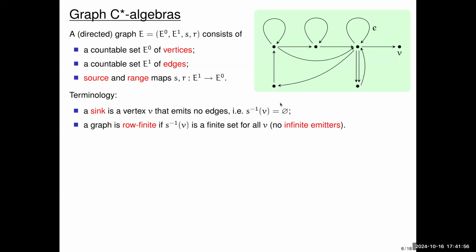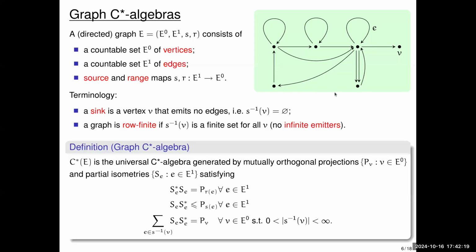Let me recall that if a vertex like this here emits no edges, then it's called a sink. So this is an example of a sink. An infinite emitter is when you have infinitely many outgoing edges, and the graph is row-finite if you don't have any infinite emitters. Also, if source and target of an edge like this here are the same, it is called a loop. Why do you assume countability? Because it is in the paper of Pask and others. I don't know if they really need it. In the examples, I assume much more, because they are always finite sets.